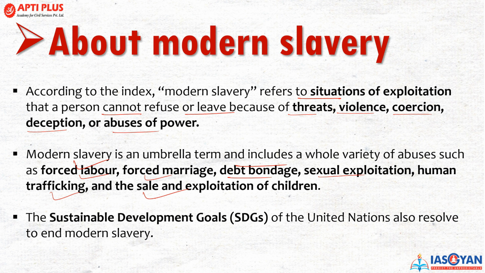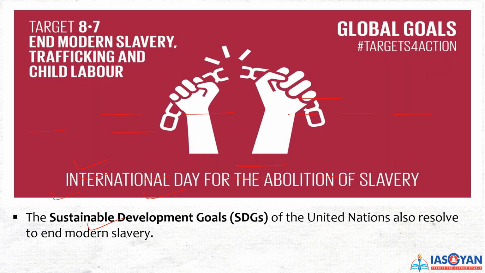Now, the Sustainable Development Goal, or SDG, by the United Nations aims to resolve modern slavery. So which particular SDG is there? SDG goal 8.7 calls for an end to modern slavery and trafficking and child labor. This is directly relevant for the prelims examination, and even if you're writing in mains, you can highlight this specific point. And this is something important: when you're writing an SDG goal, you have to mention the target number.